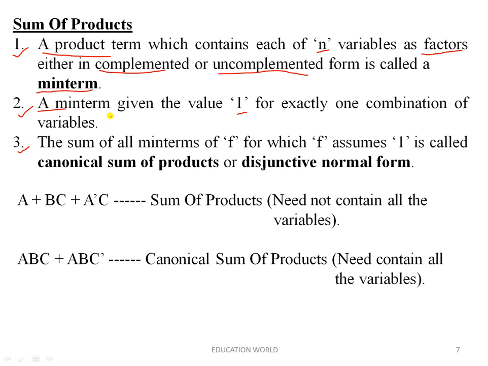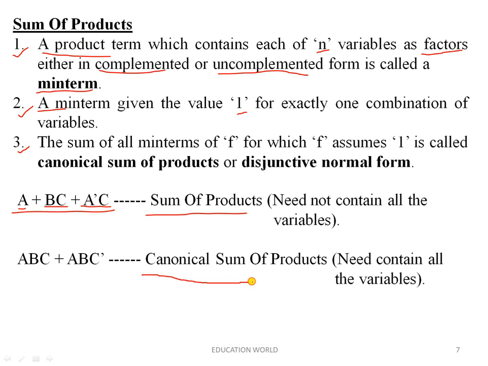If we see the difference between sum of product and canonical sum of product, it is a minor difference. In the sum of product, it is not mandatory to contain all the variables. If we have 3 variables A, B, C, it is not mandatory to write ABC plus A complement BC; it is not mandatory to write all the variables. If we write A plus BC, then A complement C, it is all written as sum of product.